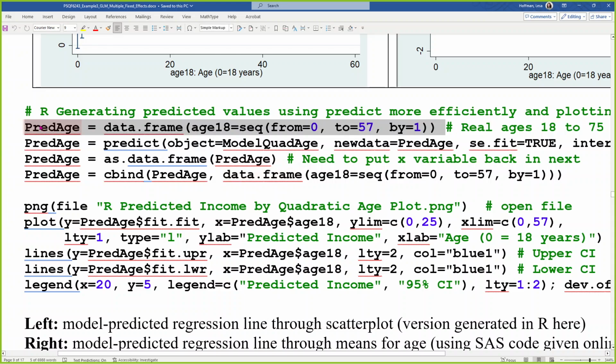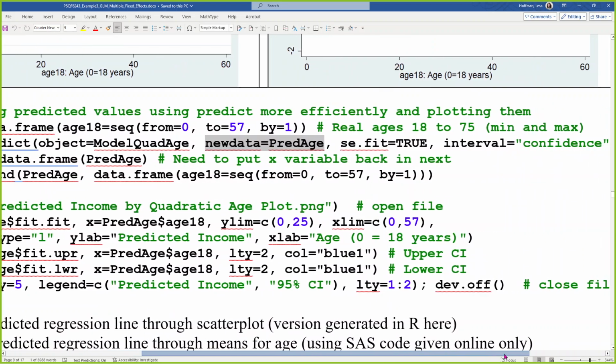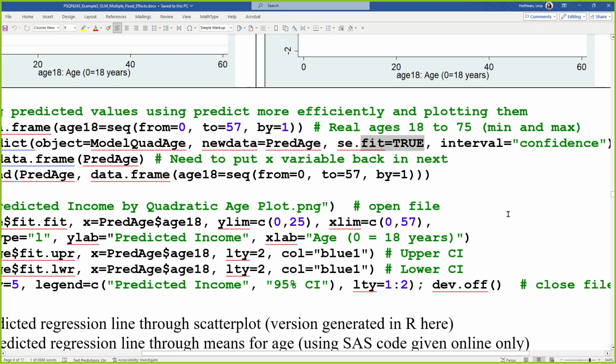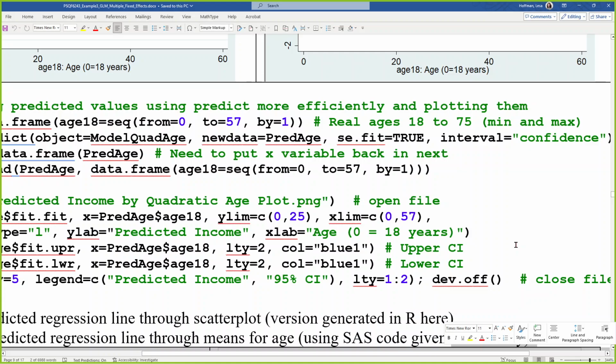I am then feeding that little data set into this function here. The predict function says, hey, where am I getting the information to do the prediction from? Object, the model results. I had saved the R version of the quadratic age model as something called model quad age. It has all the ingredients. And then it's like, would you like to put it in the same data set or in a different one? I would like to put it in this one. So new data, where's it going? Would you like some standard errors? Sure, why not? Would you like a confidence interval? Okay, why not?